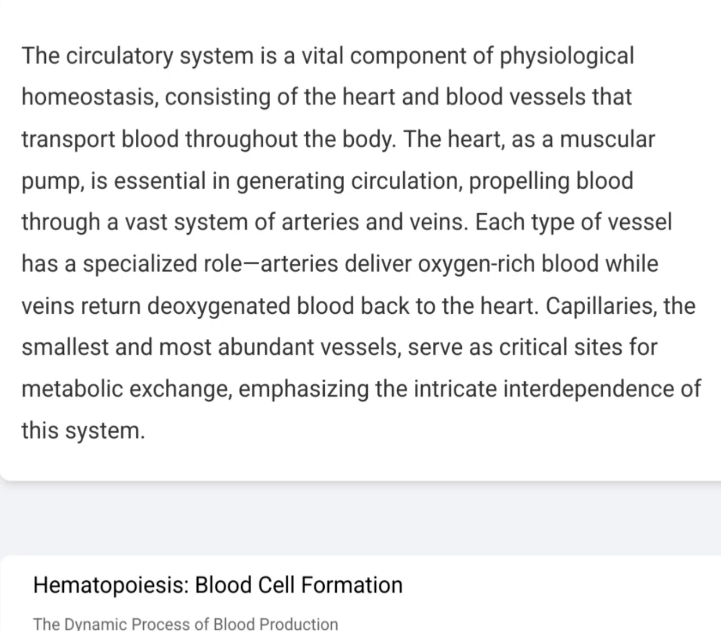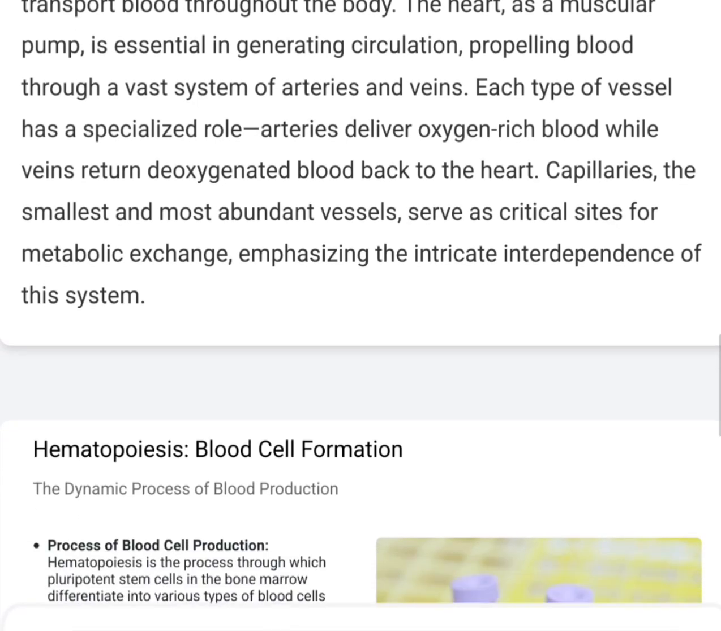Capillaries, the smallest and most abundant vessels, serve as critical sites for metabolic exchange, emphasizing the intricate interdependence of the system.